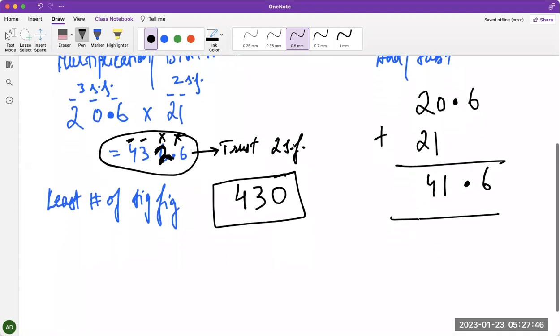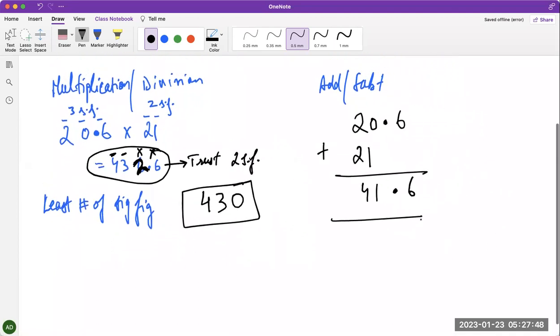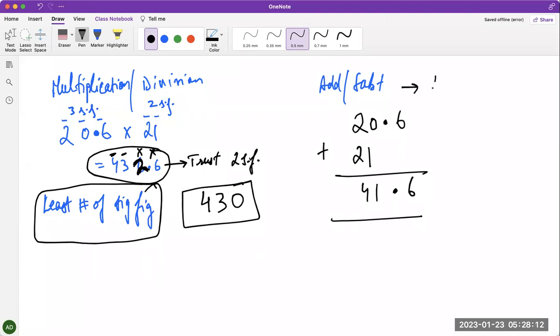So now how do we round addition and subtraction? When you're doing addition and subtraction, the rules are not the same as multiplication and division. In multiplication and division, you go by the least number of significant figures, right? This is the rule we follow for multiplication and division. But for addition and subtraction, the rule is completely different. For addition and subtraction, you must go by the least number of decimal places. This is very different.